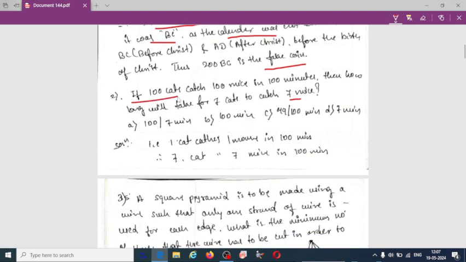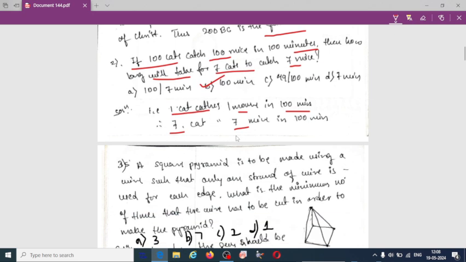Option B is correct, you can select coin D as the fake coin. The next one: if 100 cats catch 100 mice in 100 minutes, then how long will it take for 7 cats to catch 7 mice? Then 1 cat catches 1 mouse in 100 minutes. So 7 cats also take the same time to catch 7 mice. That means option B is correct here. 7 cats take 100 minutes to catch 7 mice.